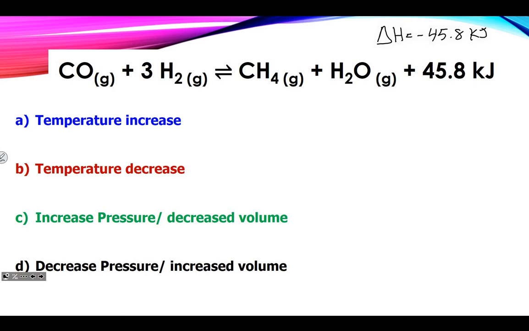So, let's look at the temperature increase. Temperature increase. Where do I put my arrow?